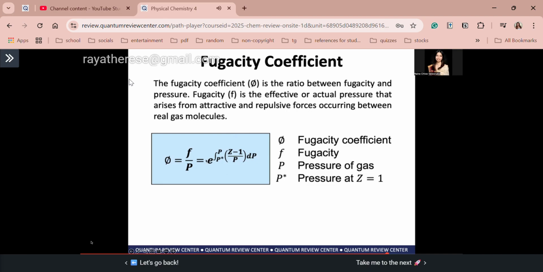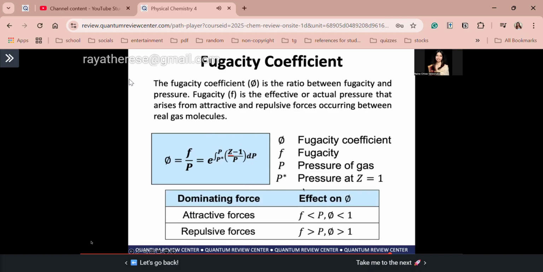That is equal to e to the power of the integral of (Z minus 1) over P dP, from P star, the pressure at Z equal to 1, or the ideal pressure, to P. So P here, without the star, is for the real gas. The P star is the pressure at Z equal to 1, where the gas is behaving ideally. Meaning, if we use this equation, we have to calculate the compressibility factor first before we can calculate the fugacity coefficient.